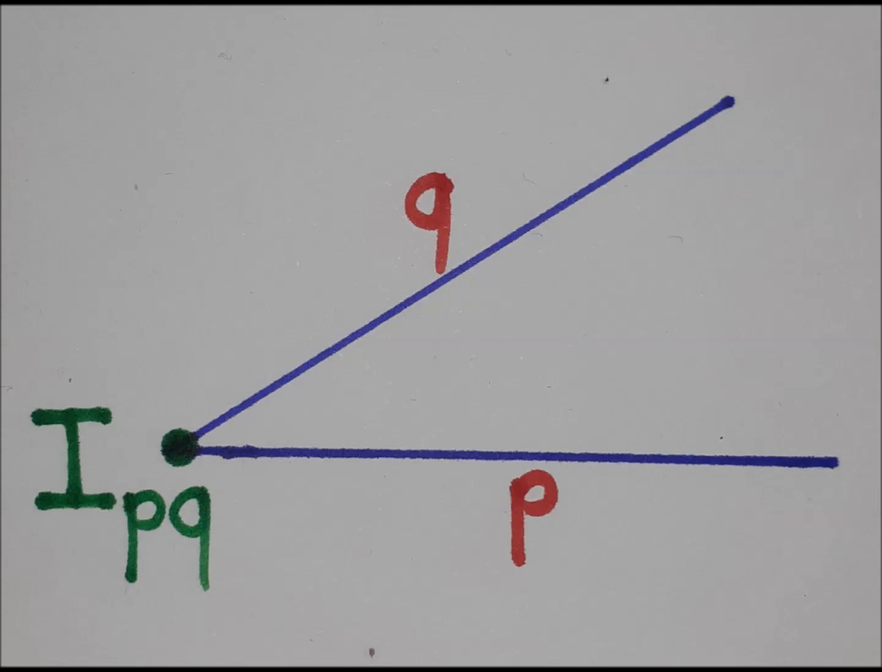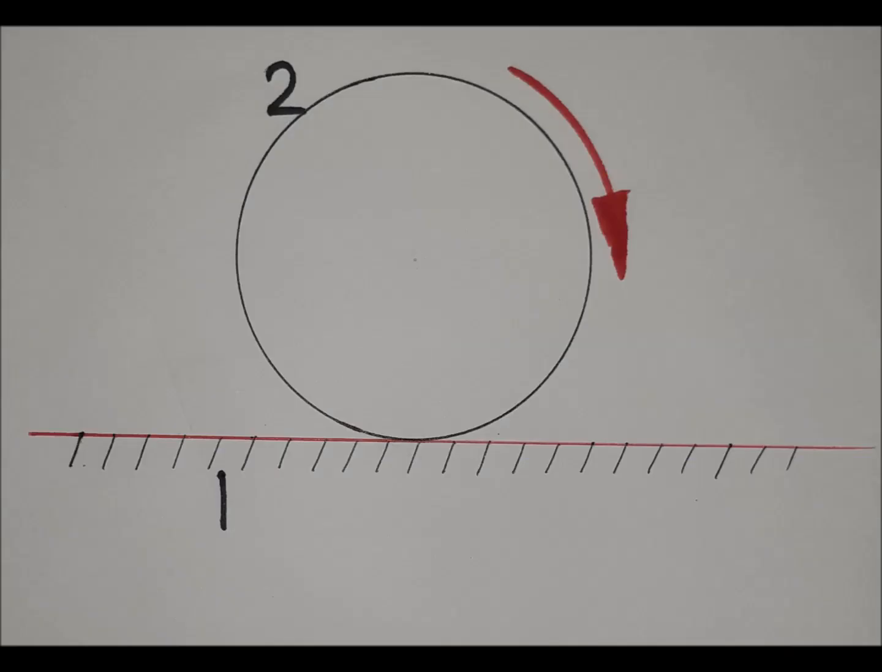Now consider this case. Links P and Q have a turning pair between them. Therefore ICR IPQ will be at the turning pair. Consider the next example or next case.